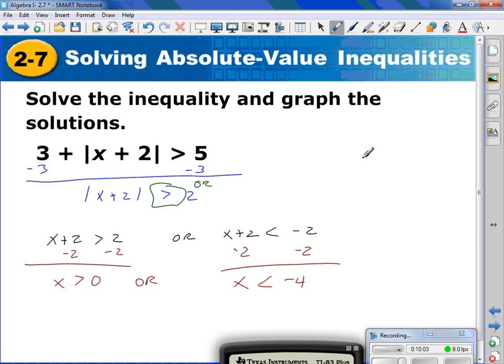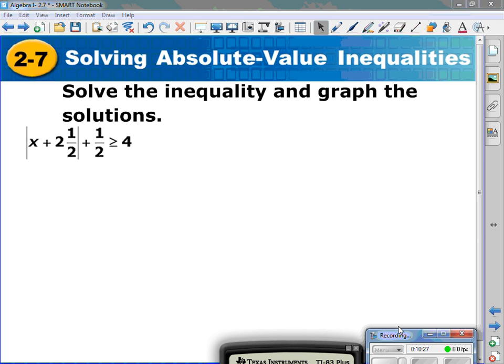Graphing it. Now this is where you need to be careful. Which one's smaller? -4 or 0? -4. So this one's a 0. It's less than -4 and it's open. And it's open at 0 and it's greater. There's your graph.